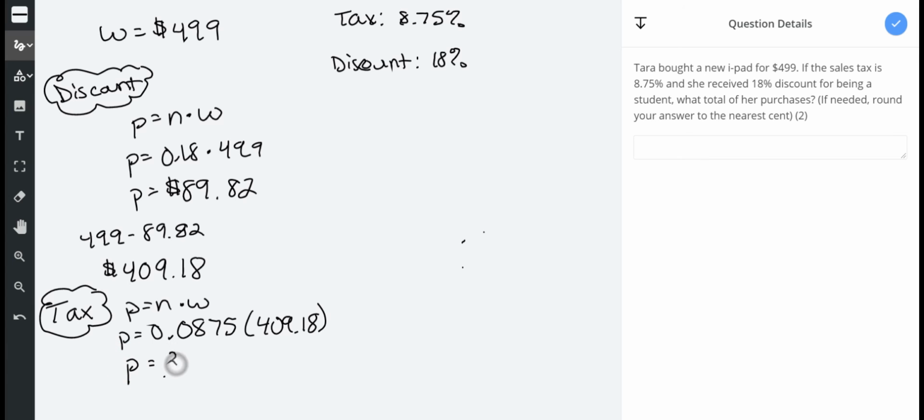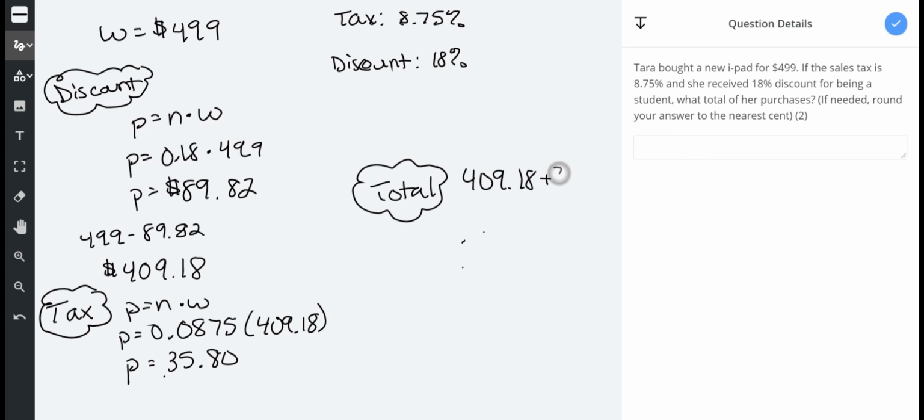The tax is going to be $35.80. So to find the total, I need to take the $409.18 and add in the tax of $35.80. This leaves me with a total of $444.98. So Tara is going to be spending $444.98 for the iPad.